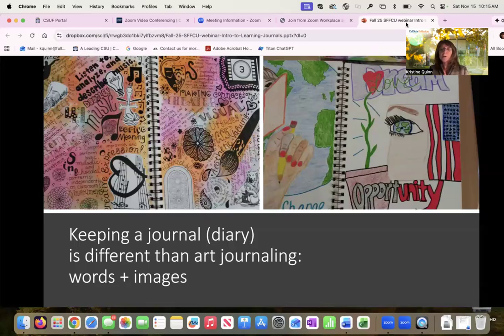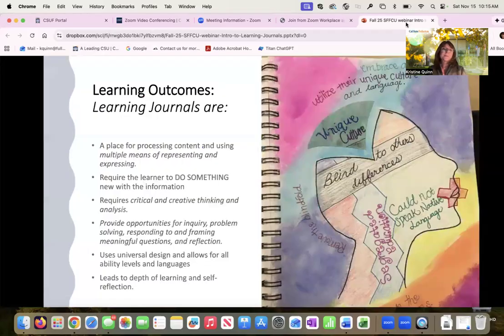So words and images and their own ideas about what this content looks like in their heads and how they get it onto paper. So learning journals, again, are a place for processing content and using multiple means of representation and expression. You will see that that is part of the Universal Design for Learning framework, those words.